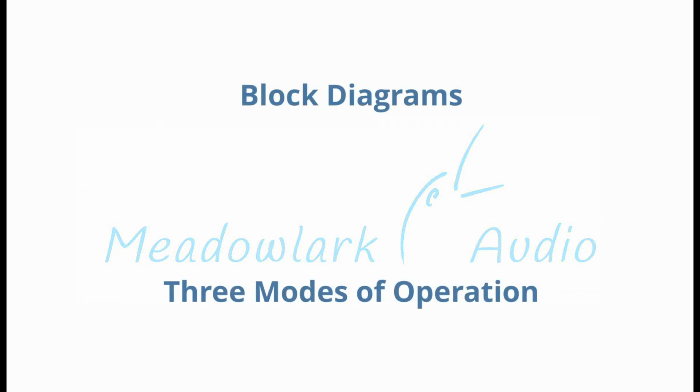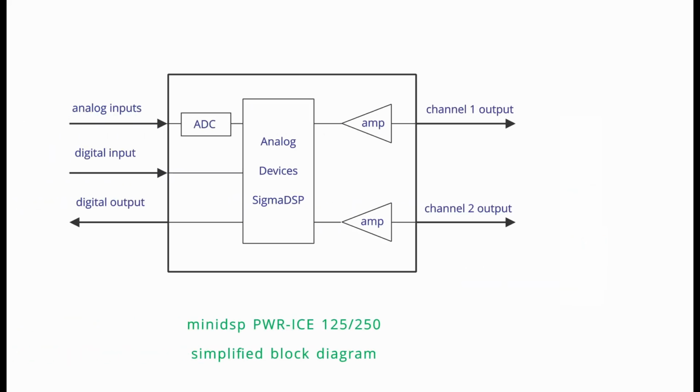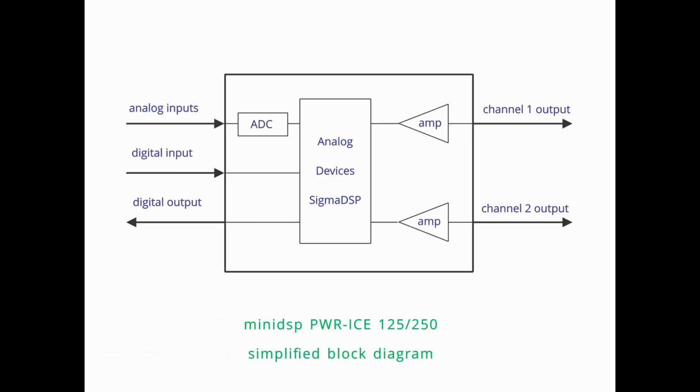Let's take a look at the block diagram and the three basic modes of operation. The analog inputs must first be digitized before they can be processed. The digital stream enters the processor and exits to a pass-through so that you can daisy-chain several units. The processor outputs two channels directly to two channels of amplification.